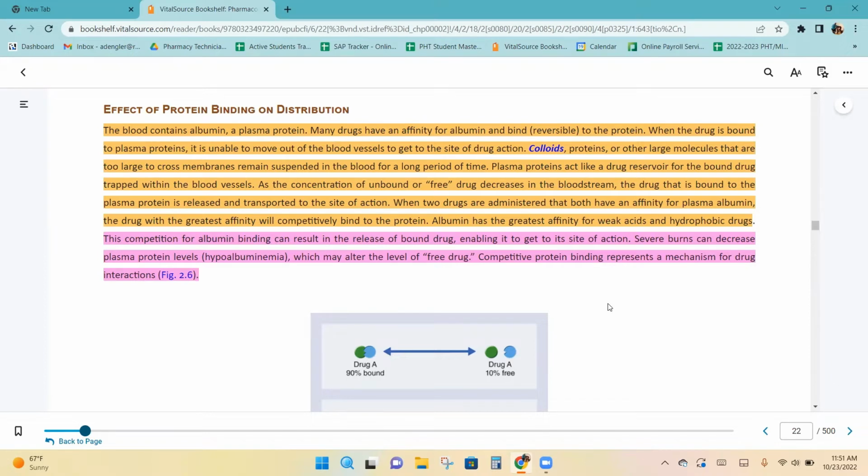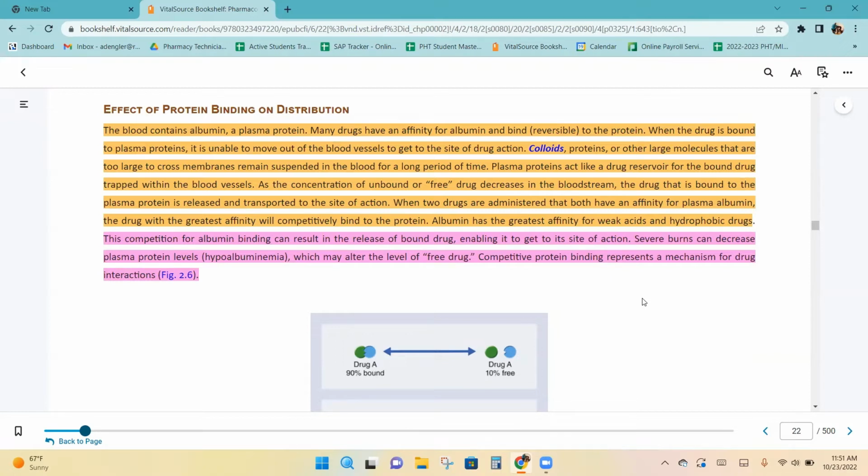Colloids, proteins, or other large molecules that are too large to cross membranes remain suspended in the blood for a long period of time. Plasma proteins act like a drug reservoir for the bound drug trapped within the blood cells. As the concentration of unbound or free drug decreases in the bloodstream, the drug that is bound to the plasma protein is released and transported to the site of action.